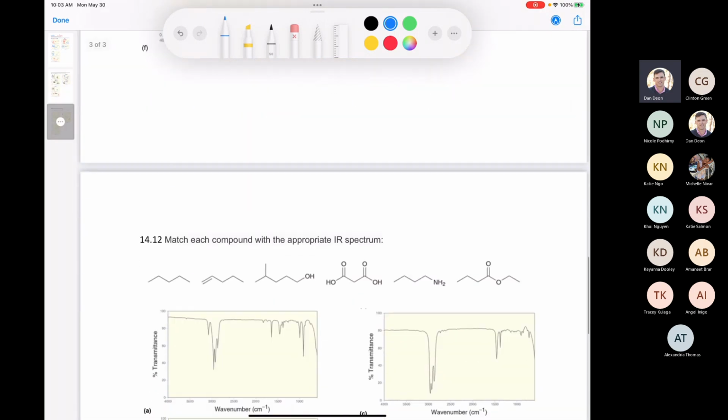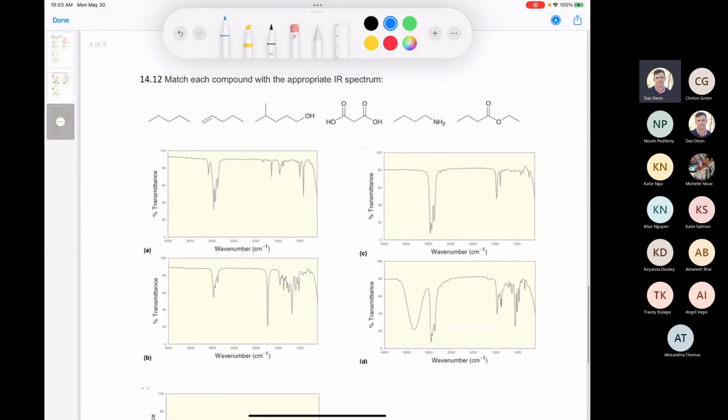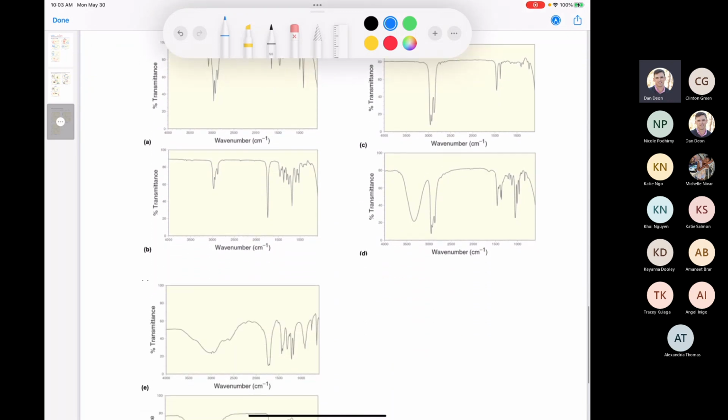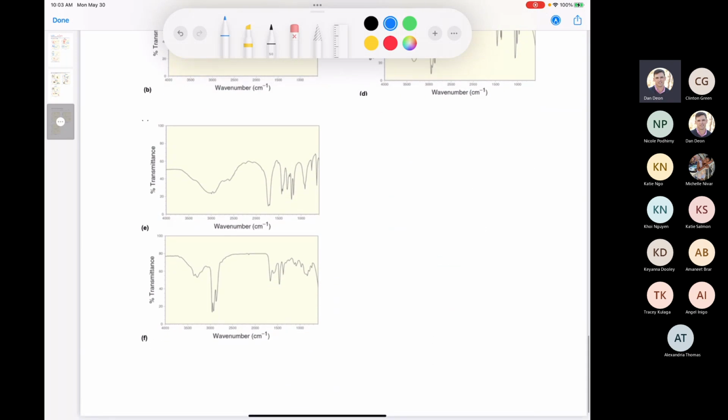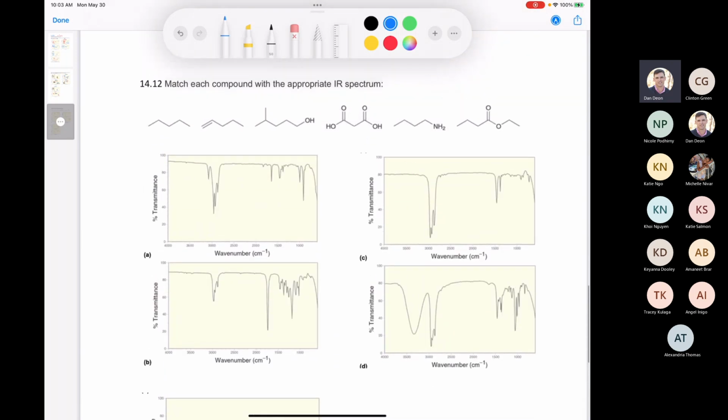You can see that I have one more problem in here, which just says match each compound with the appropriate IR spectrum. I'm going to save this question for tomorrow, and we'll tackle it then.